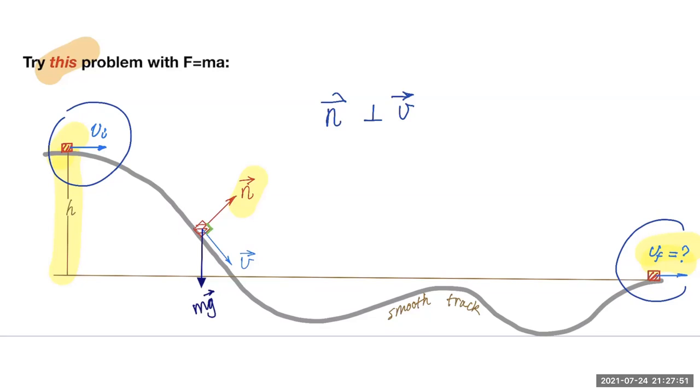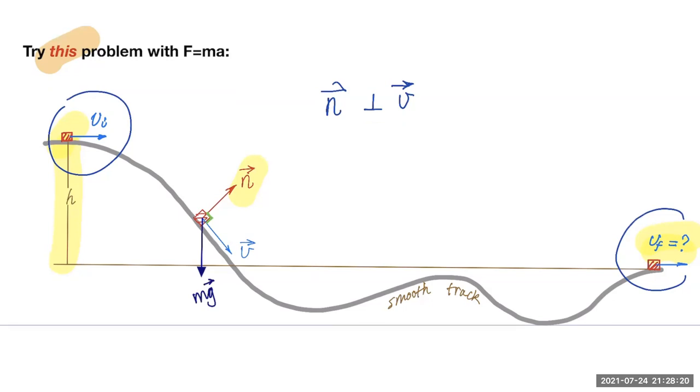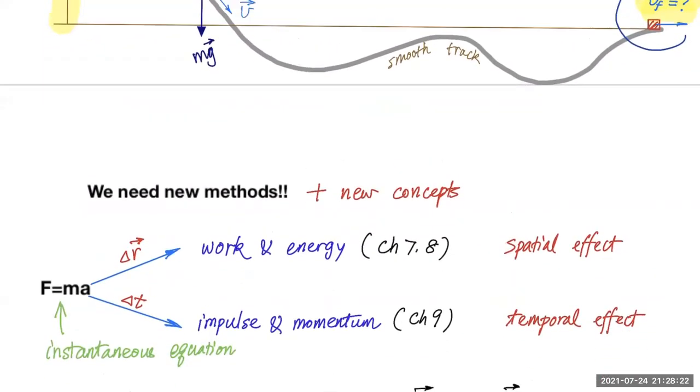It turns out that if you rewrite Newton's second law in a clever manner, you can solve problems like that like a piece of cake. It's very simple. You can bypass all the detailed knowledge about the normal force N. So problems like that tell us there is a need to rewrite Newton's second law. So how do we do that? Well, it turns out that is the job for the next 3 chapters, 7, 8, and 9. And let's first look at the roadmap.